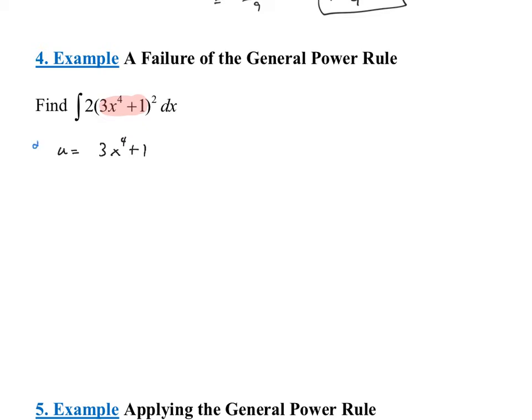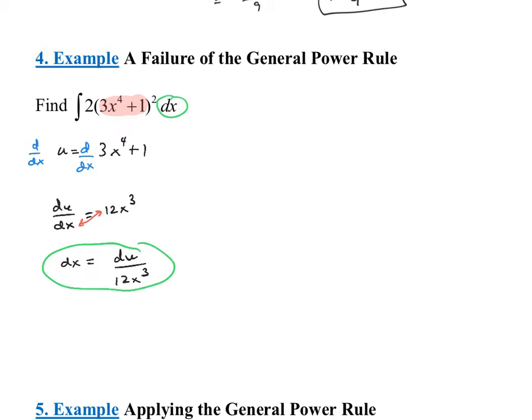We take the derivative with respect to x of both sides. When I do that, I have du dx equals, well, the derivative of 3x to the 4th plus 1 would be 12x cubed. Solving for dx by multiplying both sides by dx and dividing both sides by 12x cubed would give me dx equals du over 12x cubed. Again, you're just swapping those two values effectively. I now know what dx is. I now know what u is.